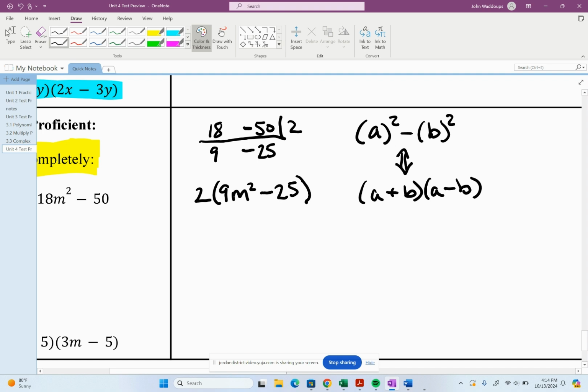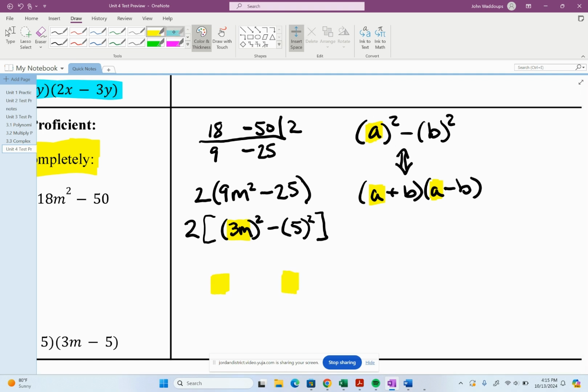And so I think I can take this 2 times and write 3m squared minus 5 squared. And now I know what my a is. If this is my a, then I'm going to be able to write that a here and here. And if my b goes in both of those factors, then I can put my b here and there.